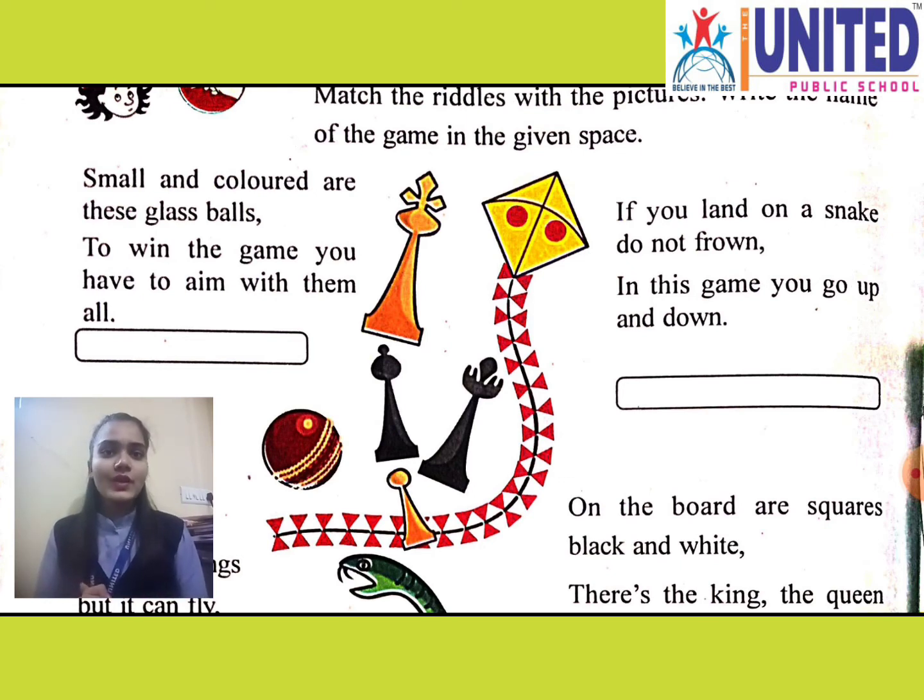Now let's see. Number one: small and colored are these glass balls. To win the game you have to aim with them all. Everyone guess which game this is. The glass balls are small but colored. To win the game you have to aim with them all. So which game is this? This is Marbles. So here we will write Marbles.